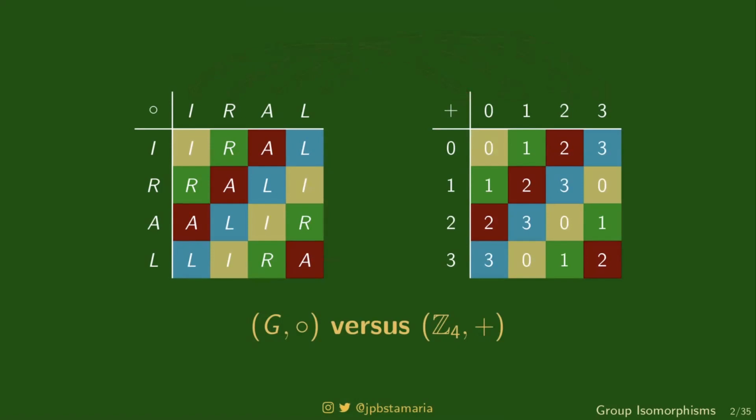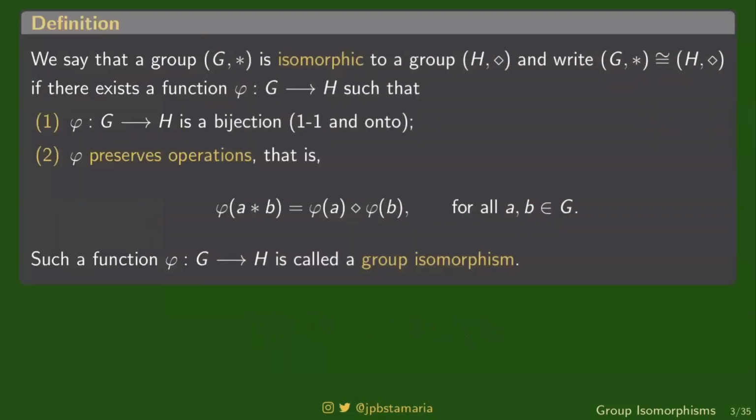Now, if a group isomorphism exists between groups, we can say that the groups are isomorphic. We use the word isomorphic to say, no, that these groups are essentially the same. Now, to formally give you the definition, here is the definition in the next slide. Okay. So here in this definition, there are two groups, G and H.